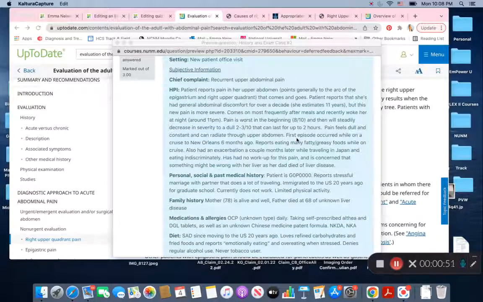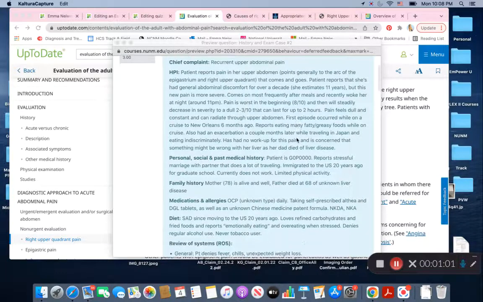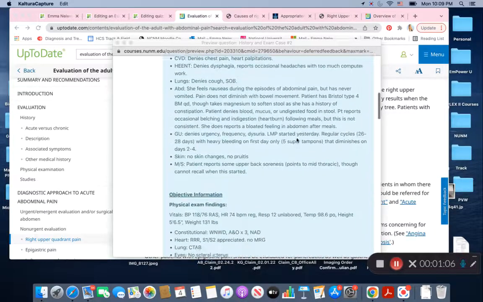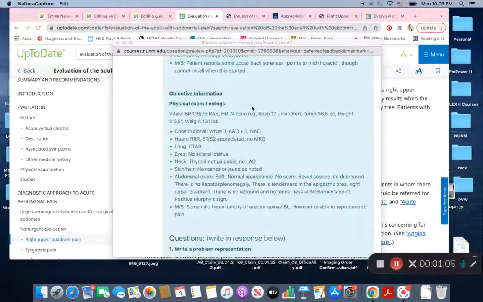So our patient has pain in her upper abdomen, in the epigastrium and right upper quadrant, that waxes and wanes. The pain's been getting worse, but it's been going on for a long time, so it's chronic. She has noticed it worsens with some fatty, greasy foods. When we go down to physical exam, we can see her vital signs are relatively regular. She's afebrile. Her abdominal exam does have some tenderness in the epigastric region and right upper quadrant, and she has a positive Murphy's sign.